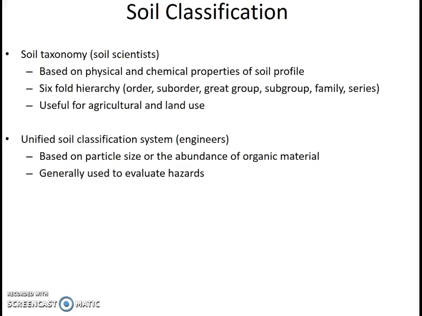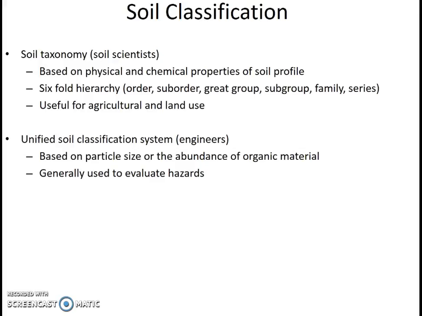Soil classification is different for soil scientists and for engineers. The soil taxonomy used by soil scientists is based on physical and chemical properties of soil profile. There is a six-fold hierarchy with order, suborder, great group, subgroup, family, and series. This method of soil classification is useful for agricultural and land use. Several soils are listed in a table in your book, and you can find much more detailed soil taxonomy online.